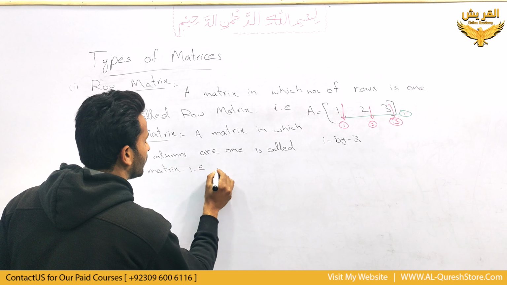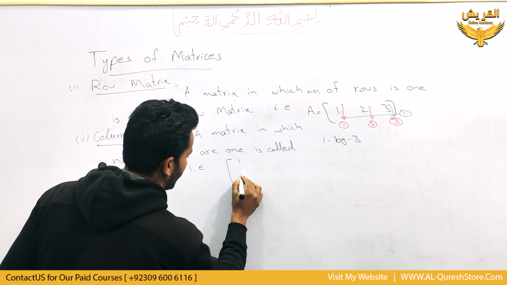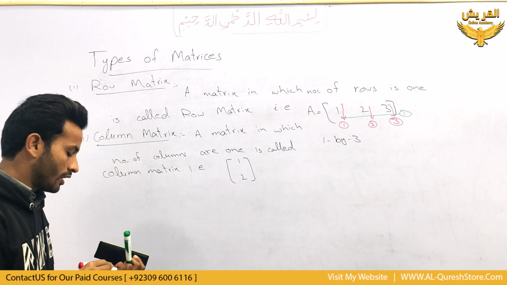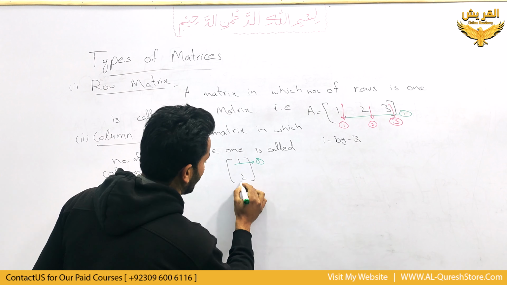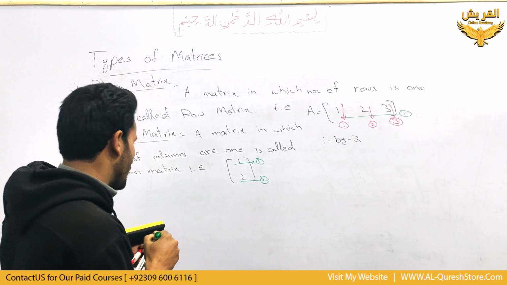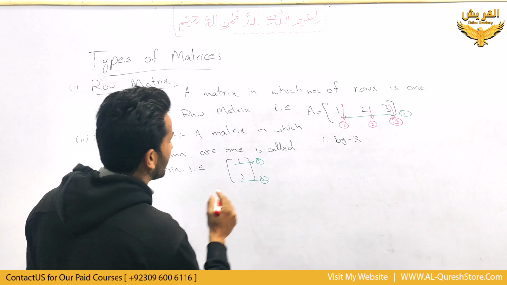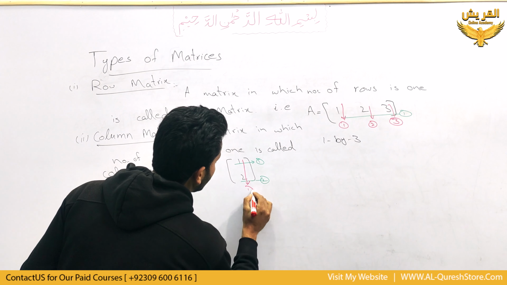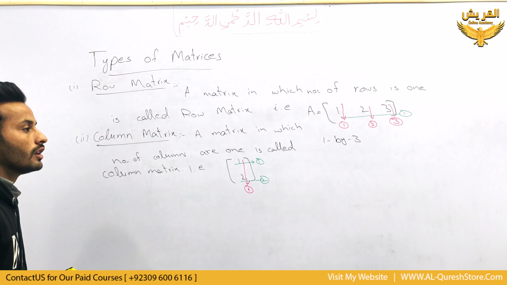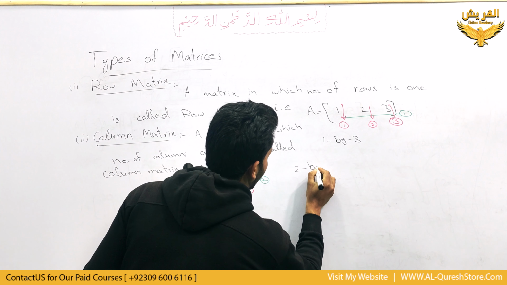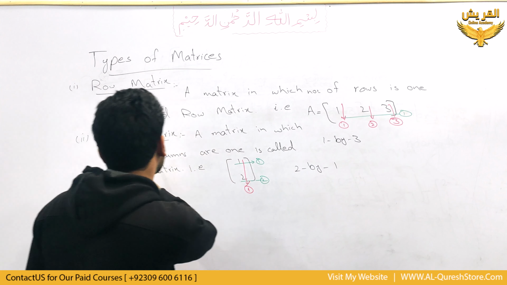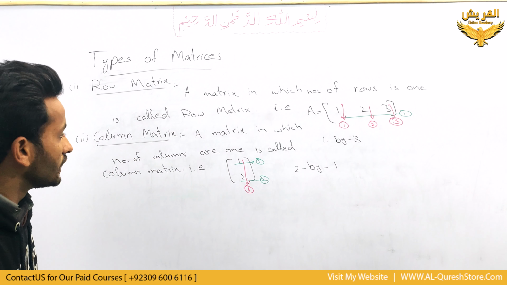For example, 1, 2. You can see the number of rows is 2, and on the other side column number is only 1. There is only a single column. The order of this matrix is 2 by 1. It is called column matrix.